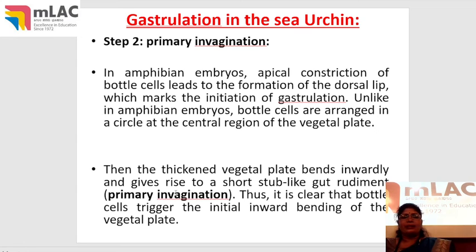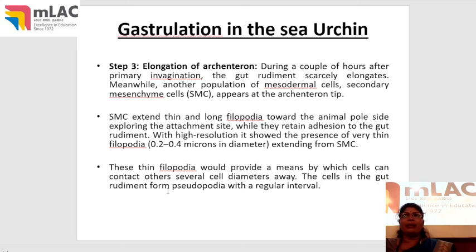Here the thickened vegetal plate will bend inward and form the short stub-like gut rudiment. So this is the primary invagination. It is very clear that the bottle cells trigger the initial inward bending of the vegetal plate, so due to the bottle cells the primary invagination takes place. Next, coming to step 3, elongation of the archenteron takes place.